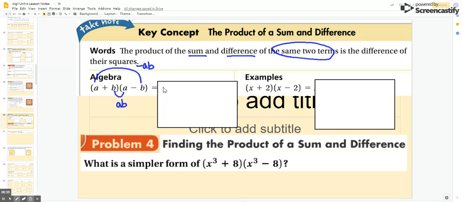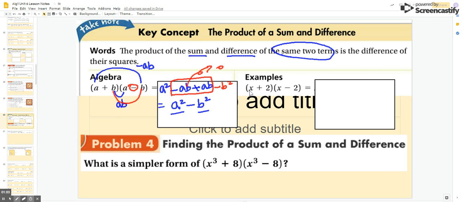So let's do FOIL. A squared. What's the outside? Minus AB. What's the inside? Plus AB. And what's the last? Negative B squared. Make sure that you keep the negative. So if you look at the inside, like I mentioned, this inside part will be canceled out. So it's going to be A squared minus B squared.